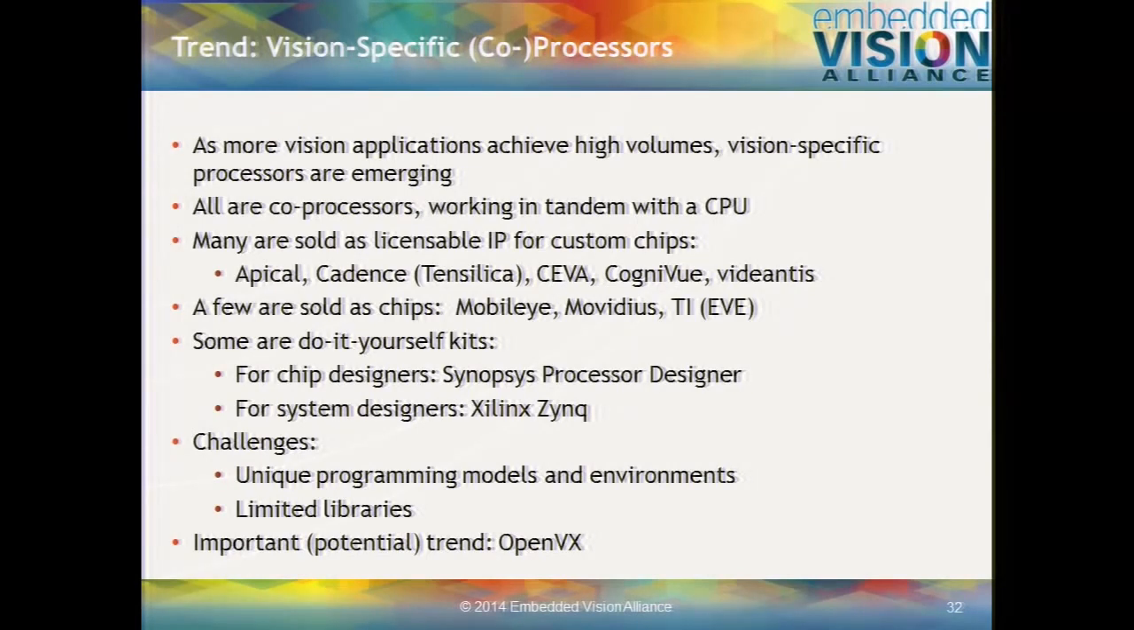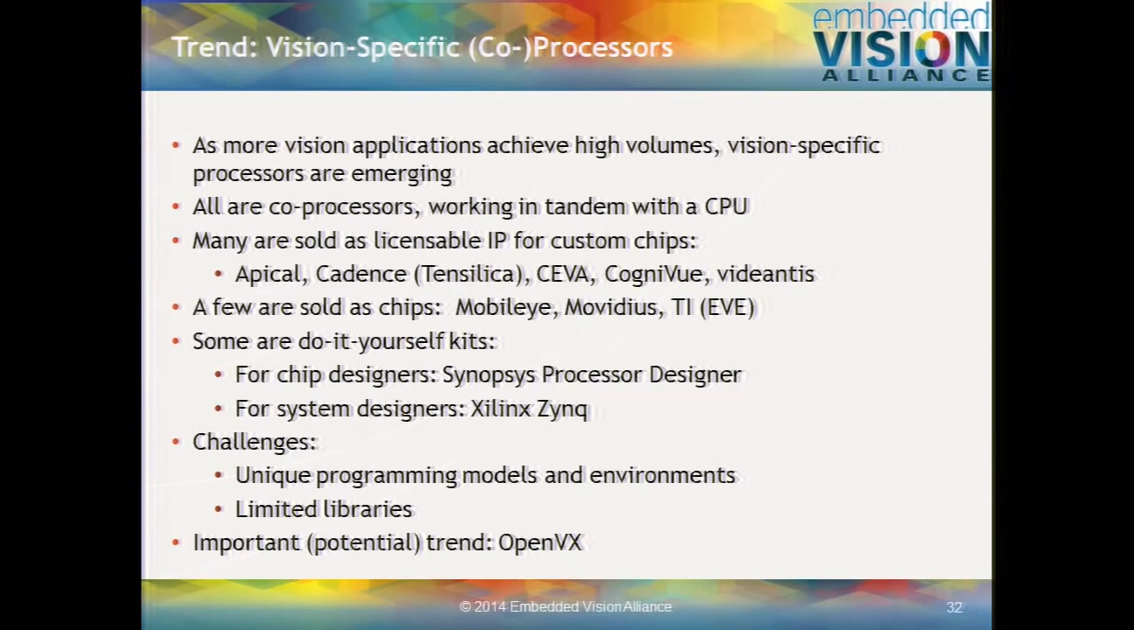So I've listed a few of those companies here: Siva, Cognivue, Videantis, Tensilica, which was recently acquired by Cadence, Apical. These are all companies that offer vision-specific programmable DSP cores, although they may not call them that, in the form of licensable silicon intellectual property cores. There are very few companies that offer these kinds of processors at the chip level. In fact, I think the only one doing that really today that's not totally market-specific is a company called Movidius.